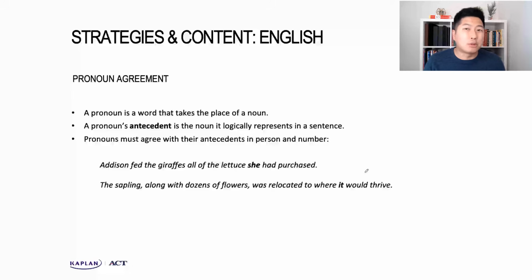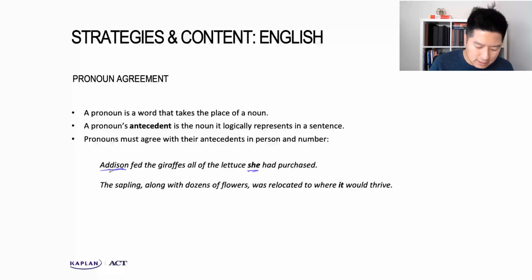Now, when there are multiple nouns in the sentence, that can be a little tricky, so just make sure you take your time to match it up. "She had purchased." It's not the giraffes who purchased the lettuce, it's Addison. And so that's the correct pronoun to use here.